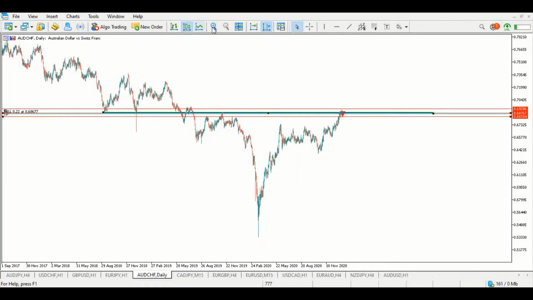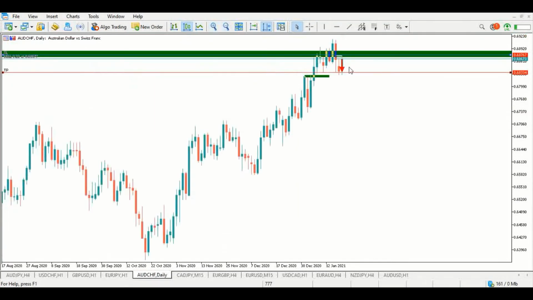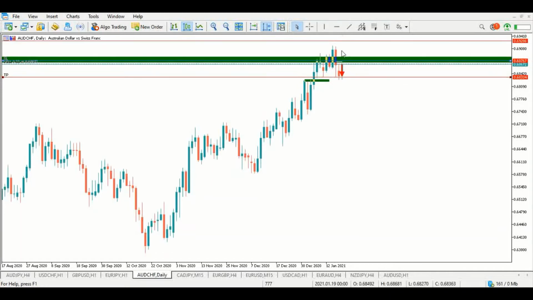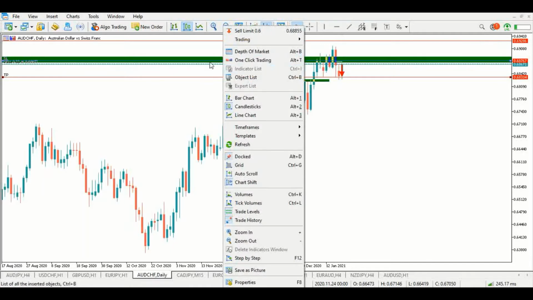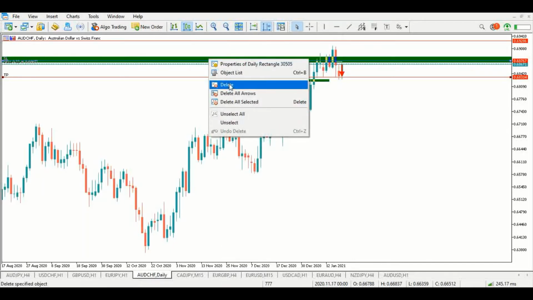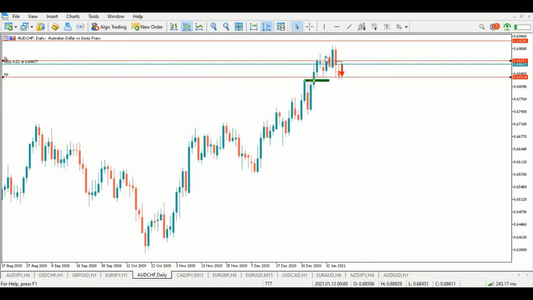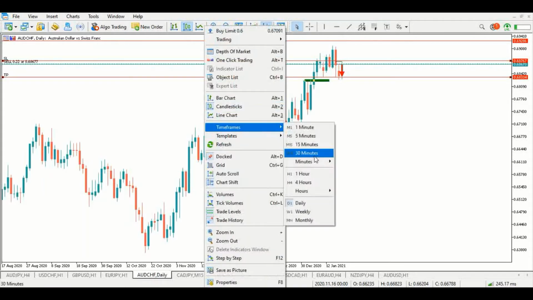Let me try zooming in. Price didn't really break out of the area, because there wasn't a candle that formed and closed above the area, so generally it didn't break above the area. So let me just delete this green thing. Okay, so price is currently at that area. Let me try going on the 4 hour.